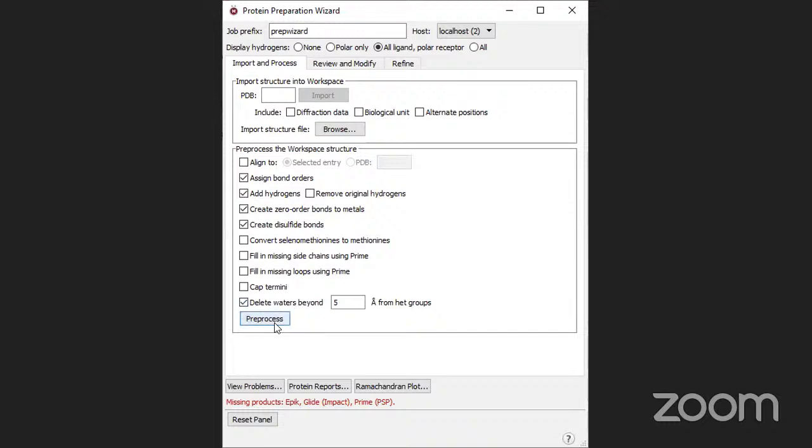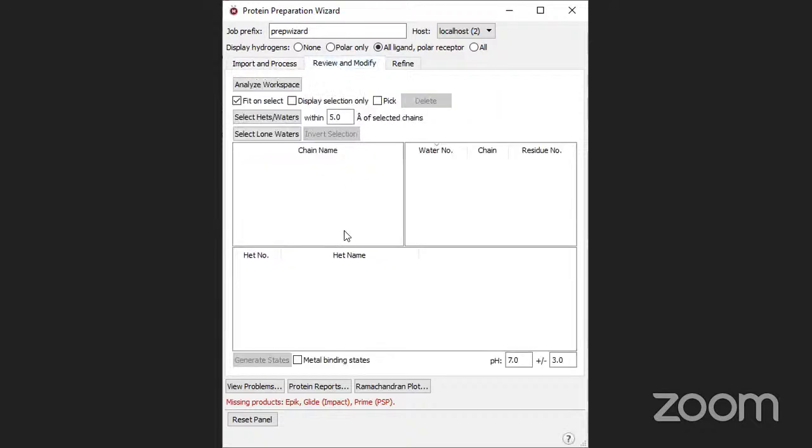Then we click the pre-process option. Then all the corrections will be done to the protein. Then the second step, review and modify. Here you can see how many chains there are in the protein, how many co-crystallized ligands are present, how many metal atoms, cofactors, or other heteroatoms are present. Everything will be displayed in these boxes: number of chains, heteroatoms, co-crystals.